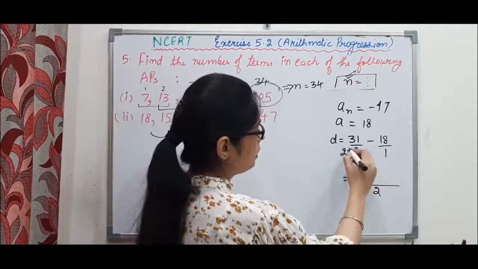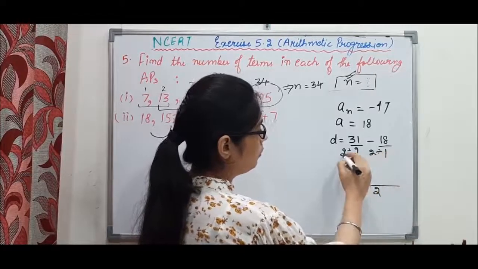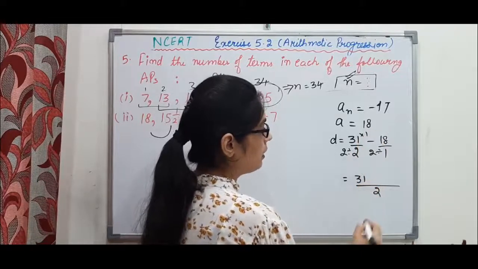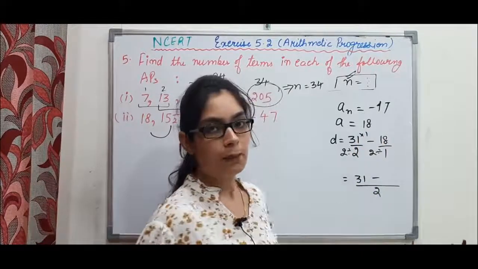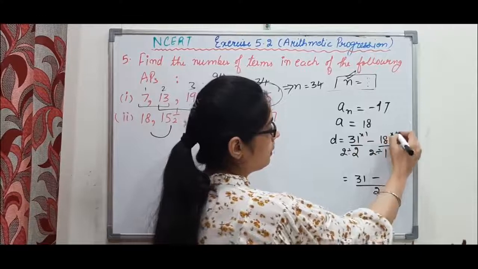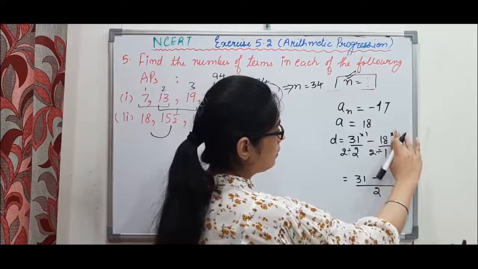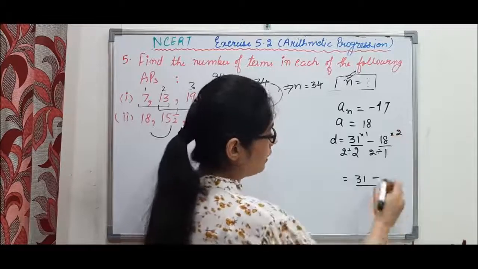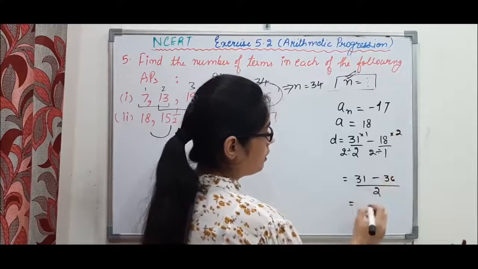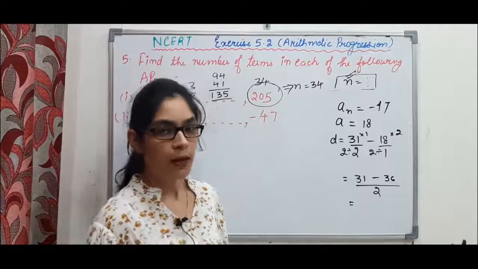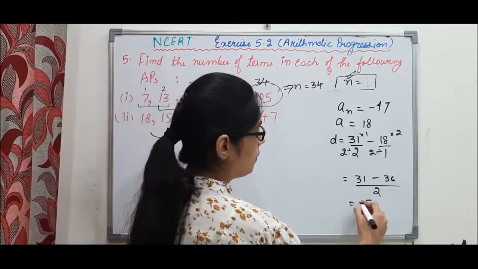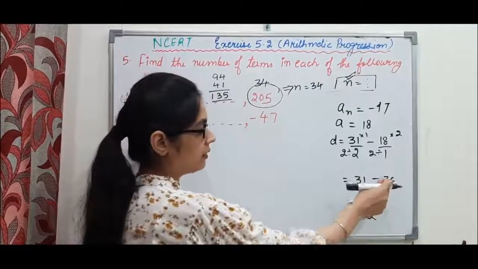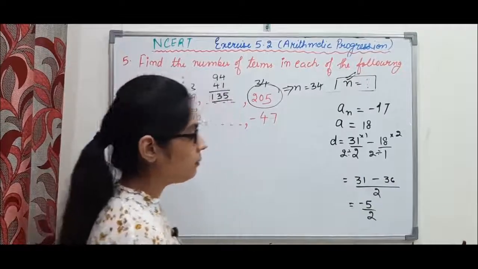So LCM divided by denominators. 2 divided by 2, 1 into 31. So here 31 minus LCM divided by denominator, it is 1 into 2 divided by 1 is 2, and 2 into 18 is 36. So 36 minus 31 is 5, minus 5, because plus minus is minus, the sign of the greater number. So it is minus 5 by 2.